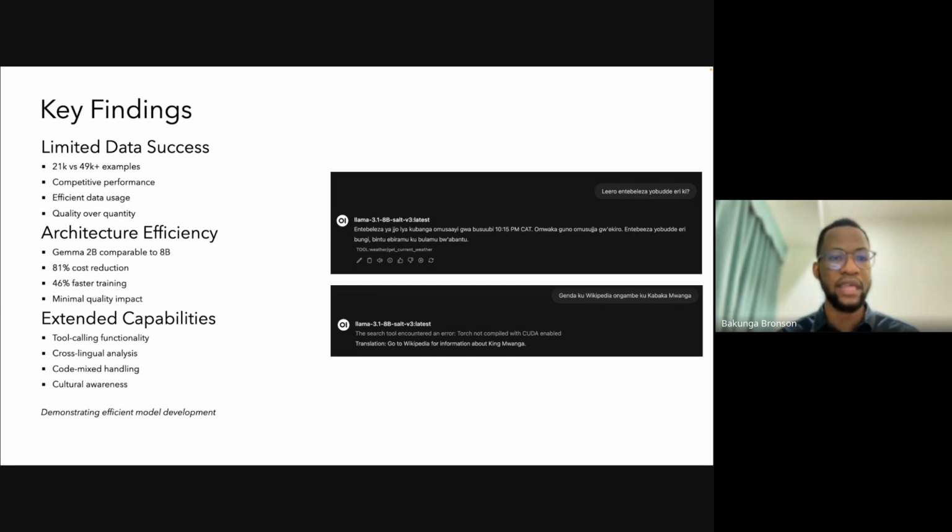And so we can see, which particular model would you take in any particular case? If you want to focus on the word level code mixing, perhaps you could go for the 8B. But for general things, it seems like the 2B is pretty much comparable to the 8B in most cases. And it's 81% less expensive to train. It's also 46% faster in training. And it's also going to be much faster when you're doing inference.